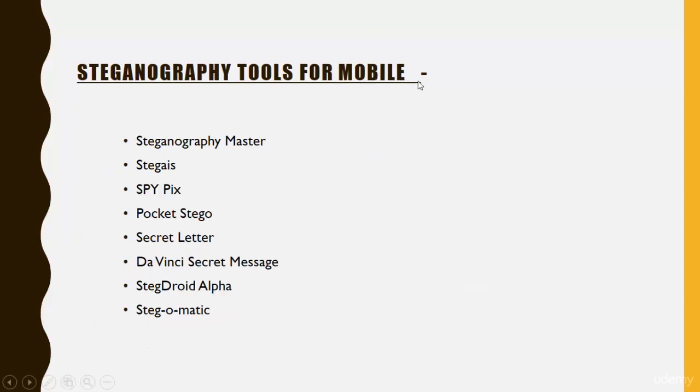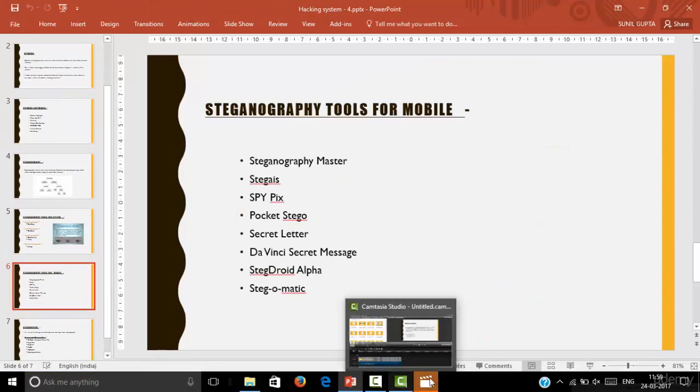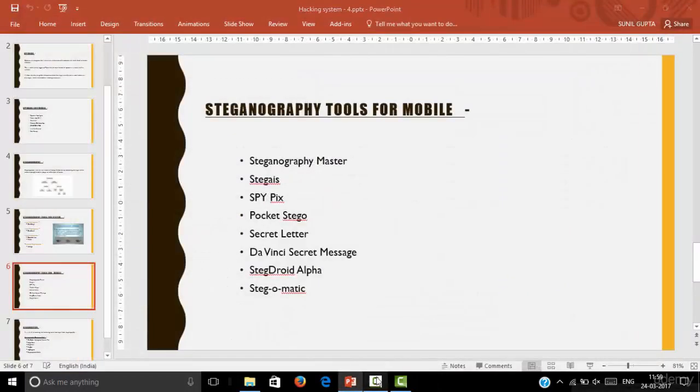If you are using mobiles, if you don't have any laptop, then you can also use steganography tools on mobile, like Steganography Master, Stegais, SpyPix, Pocket Stego, Secret Letter, Da Vinci Secret Message, StegDroid Alpha, and Steg-O-Matic. These are some tools you can use on your mobile to hide something.